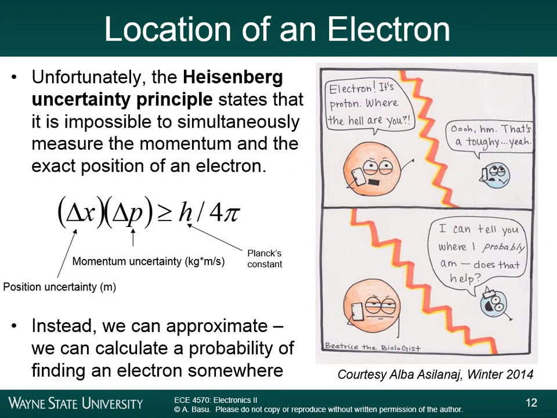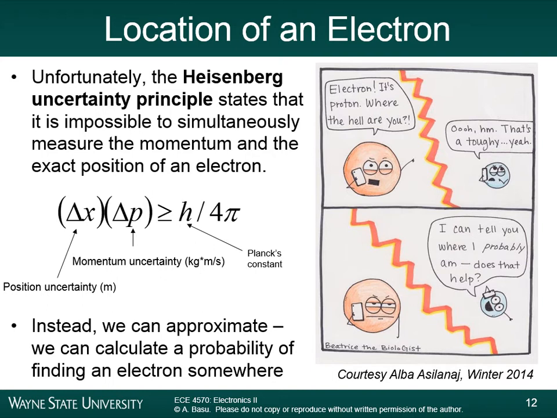This is a slide that was contributed by one of the students in winter 2014. It says, the electron says to the proton, where the hell are you? And the proton says, that's a toughie. Yeah. And I can tell you where I probably am. Does that help? So that sort of encapsulates this concept of the Heisenberg uncertainty principle.